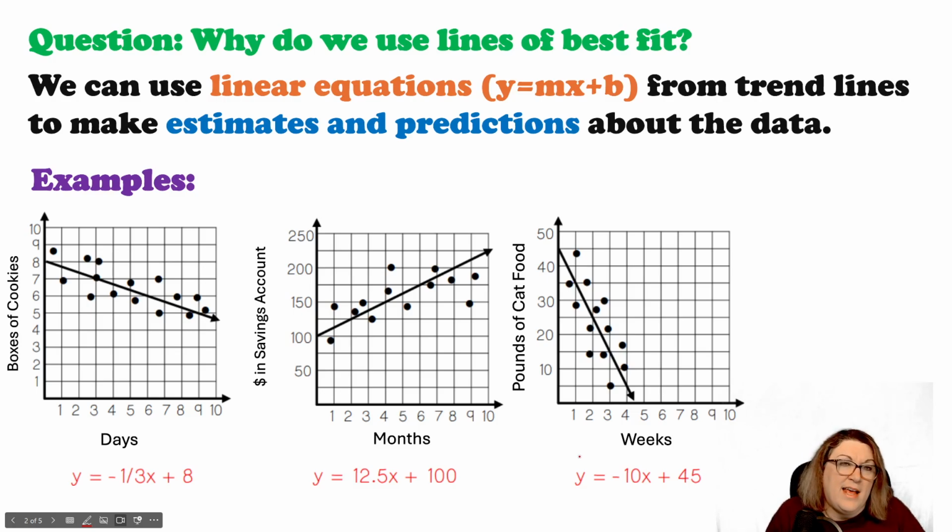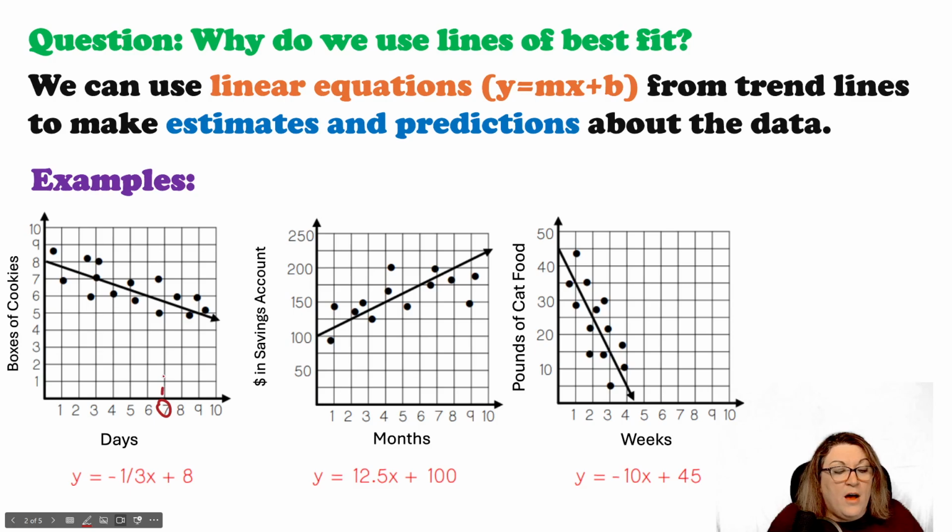So here's an estimate, for instance. If I were to say in this first example here, the one on the left, what would be an estimate of the number of boxes of cookies you would have on day 7, right? So if I asked you specifically about day 7, you're going to come down here to the x-axis. You're going to find the 7 day, right?